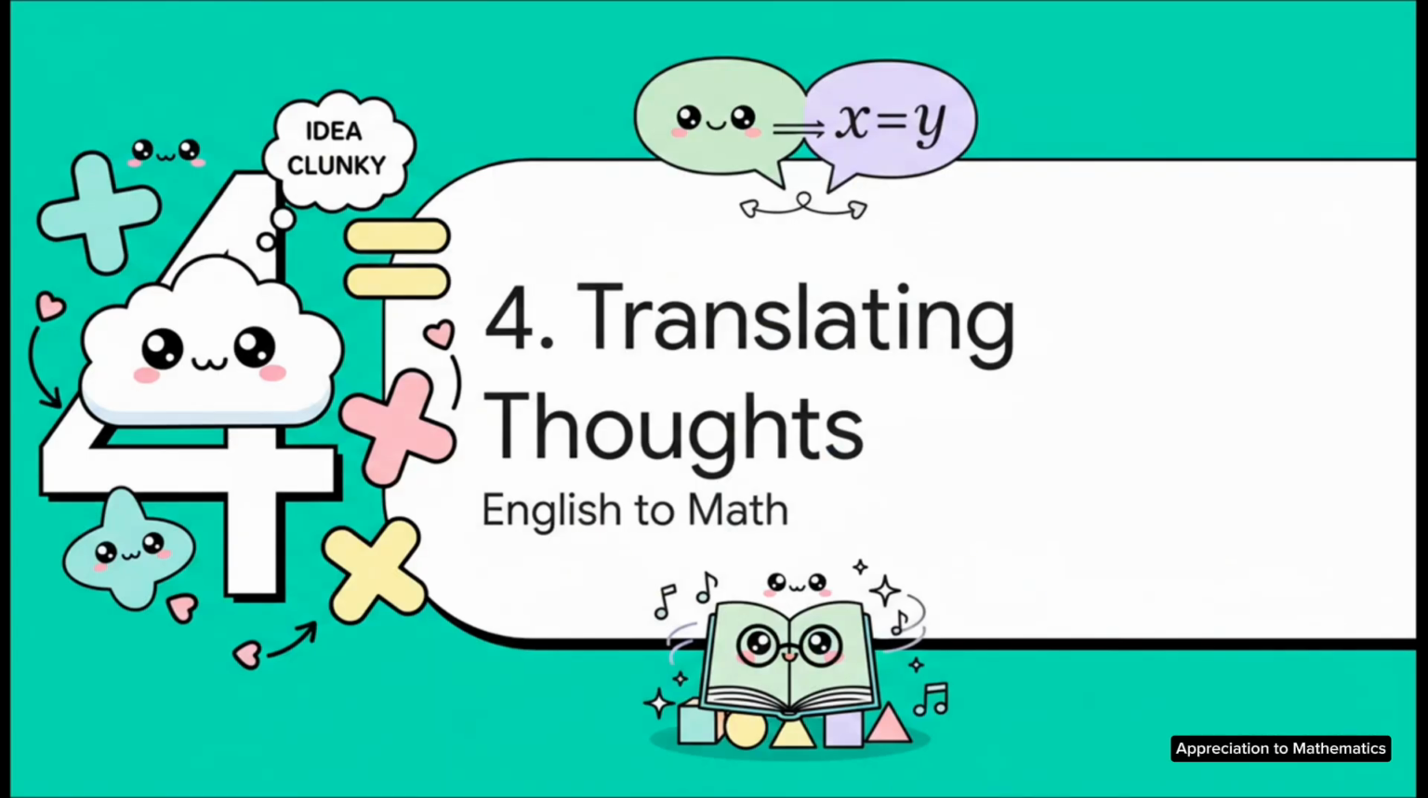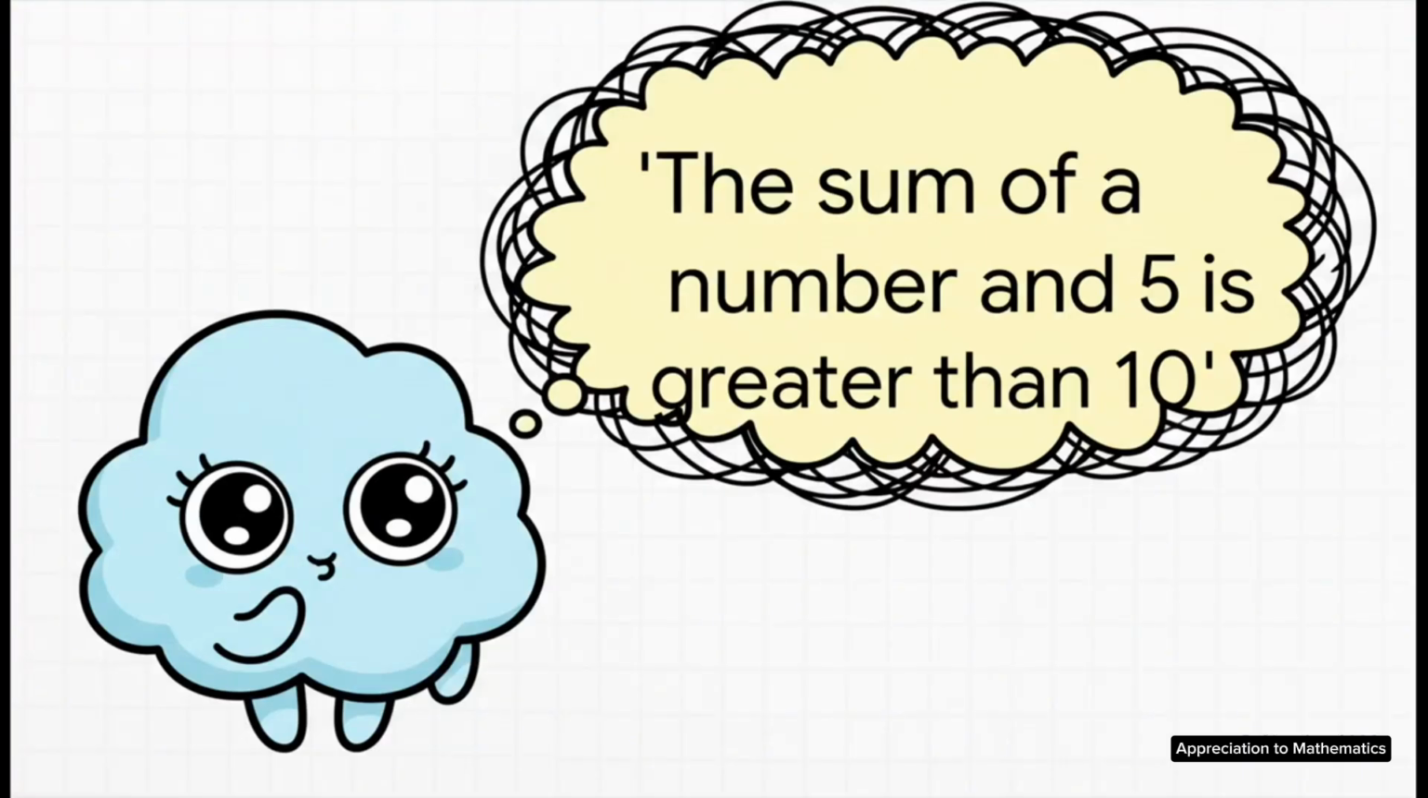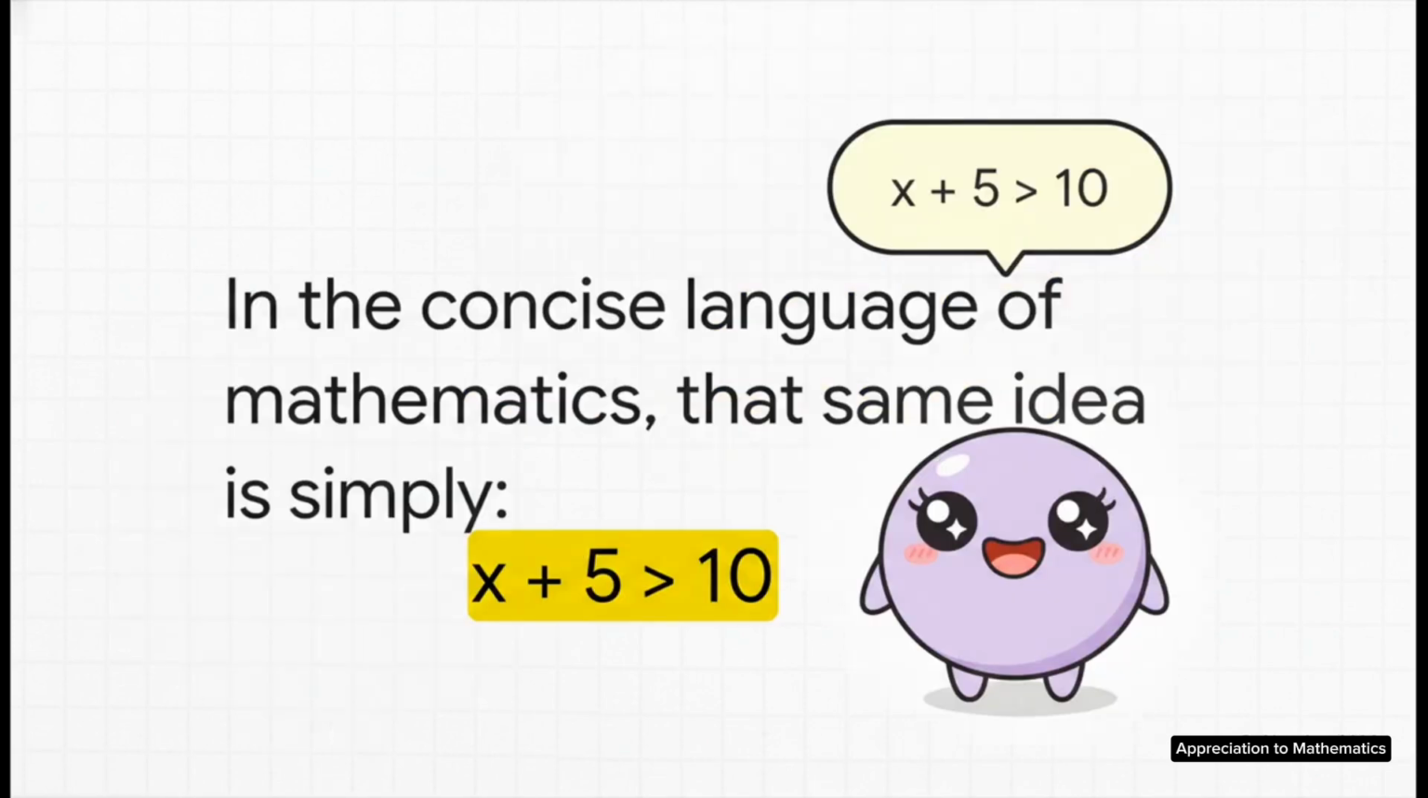All right, now that we have some vocabulary and grammar under our belts, let's see the real magic of this language, translation. This is where we can take a kind of clunky idea in English and turn it into something short, elegant, and powerful. Take a look at this sentence. It's a full thought, and it's clear enough in English, right? But it's also a little wordy. It takes a while to say. So how would we say this in the language of math? And there it is. Boom, all of that meaning, the entire idea packed into 5 simple symbols. A number is just x, the sum of, and 5 is just plus 5, and is greater than 10 is greater than 10. This is that beautiful conciseness we were talking about.